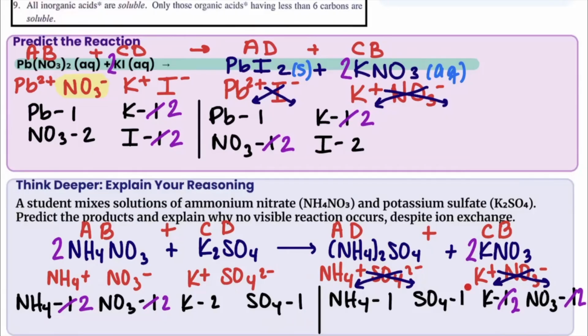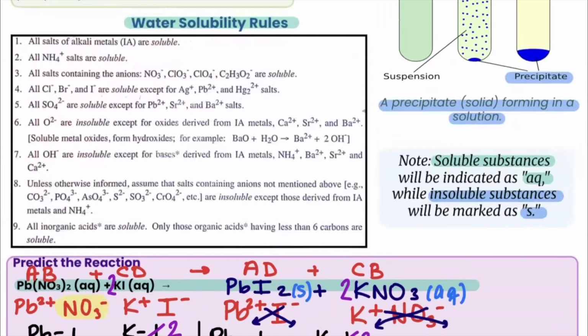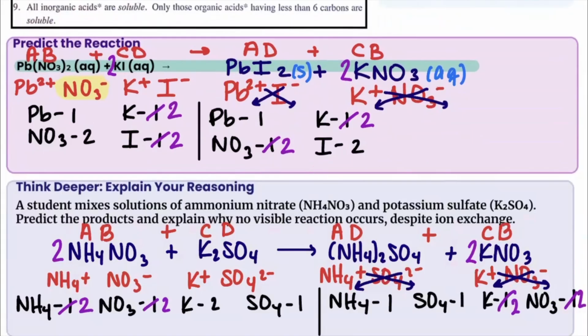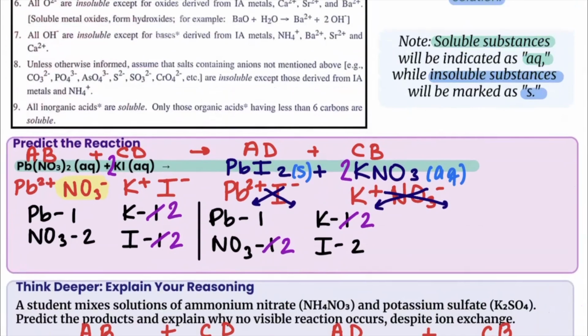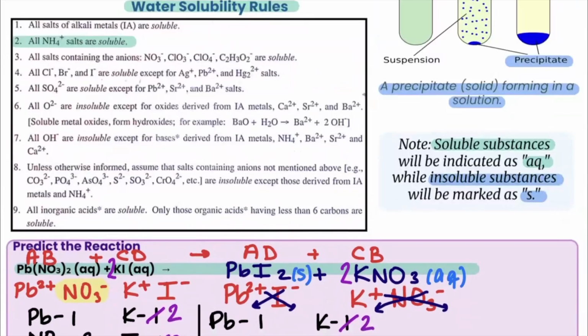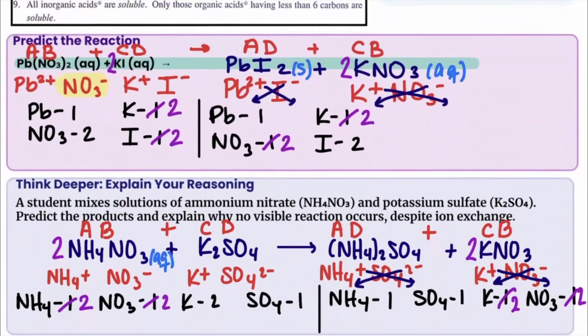Fantastic. Now let's go ahead and use our solubility rules to predict the solubility of our reactants and our products. So on the left, we have ammonium nitrate. Rule 2 says that all ammonium salts are soluble, meaning you write the aqueous symbol. K2SO4. Rule number 5 says that all sulfate ions are soluble, except when bound to any of these 3 ions. This is not lead or strontium or barium, it's potassium. So it's not an exception to the rule. It's soluble, so we write aqueous.